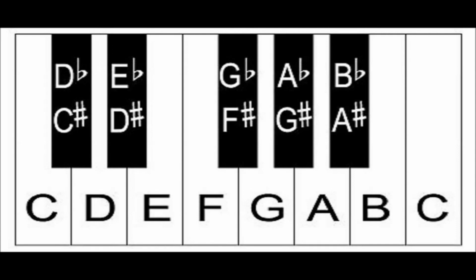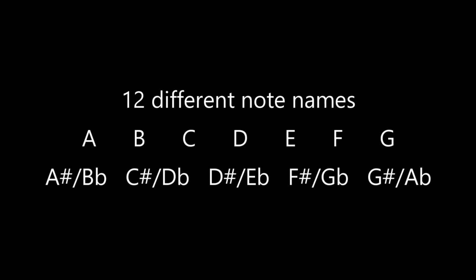Notice there are no notes between E and F and between B and C. If we add up these 7 letter names and the 5 in-between notes, we have 12 different notes. The notes then repeat, going higher on the right or lower on the left.